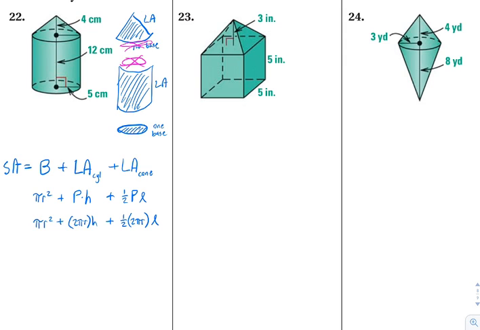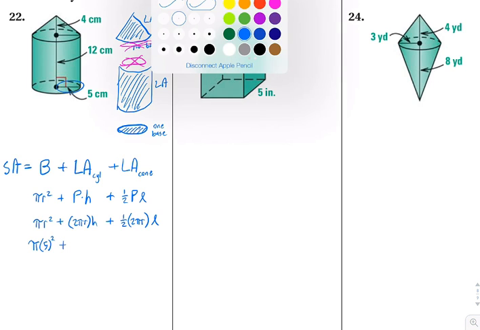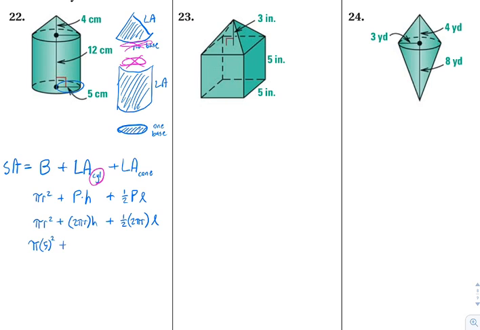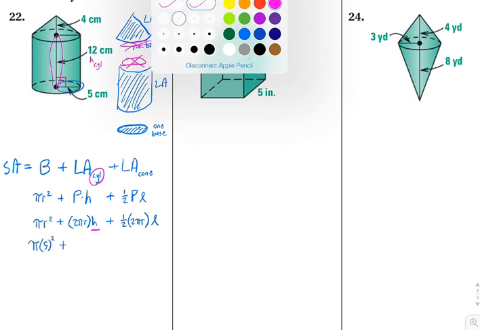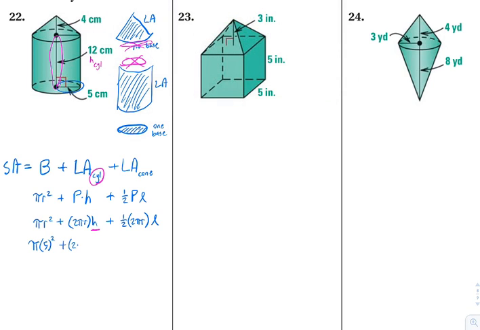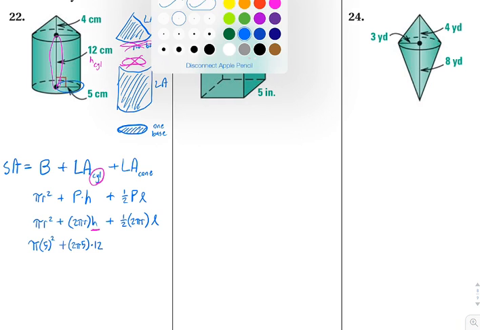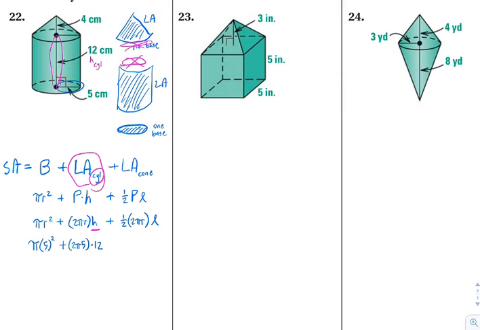So let's start plugging things in. I know the radius of all my circles is 5, so I get pi 5 squared plus, now I'm still talking about, and this is important, I'm still talking about the cylinder. So in my cylinder, my height is 12. This is h of the cylinder. Okay, so I'm going to go back down here. I've got plus 2 pi, my radius is still 5, times the height of my cylinder, which is 12, okay? So again, that will give me the lateral area of my cylinder.